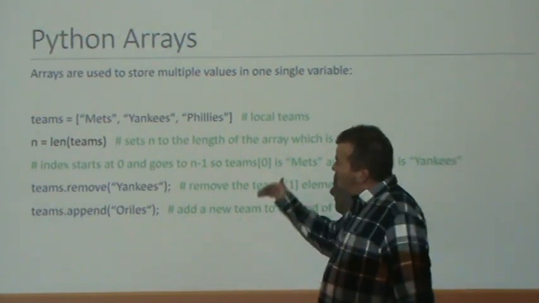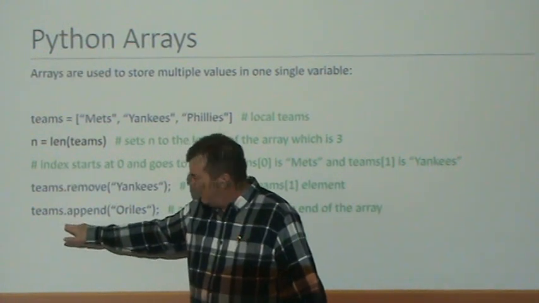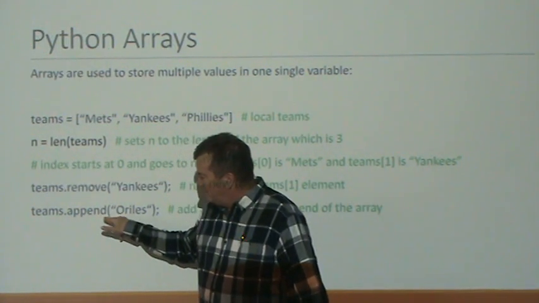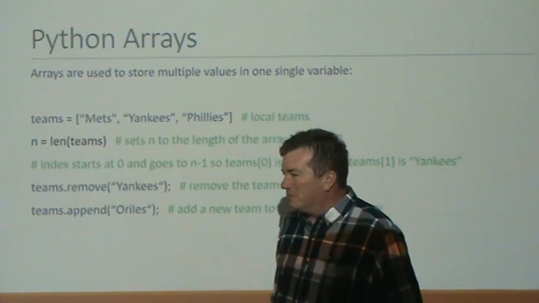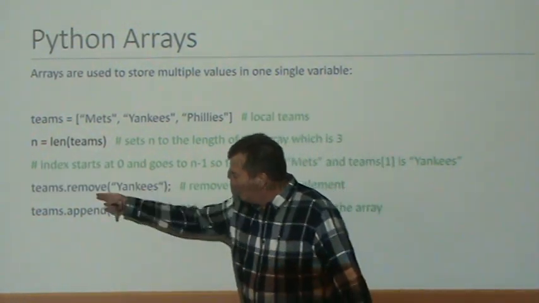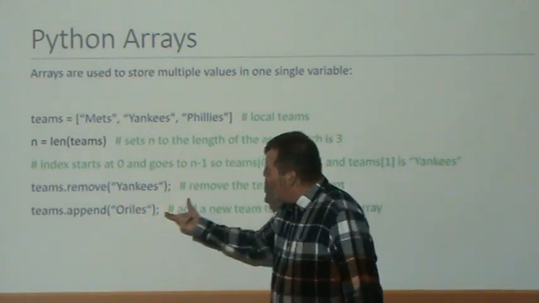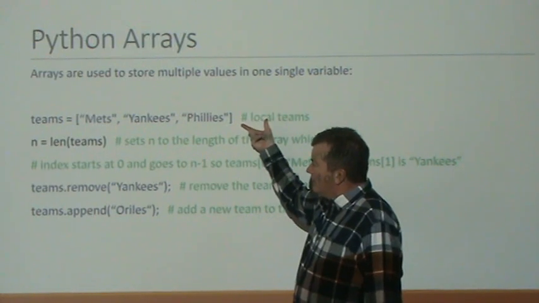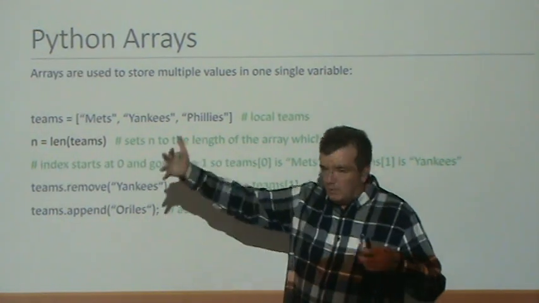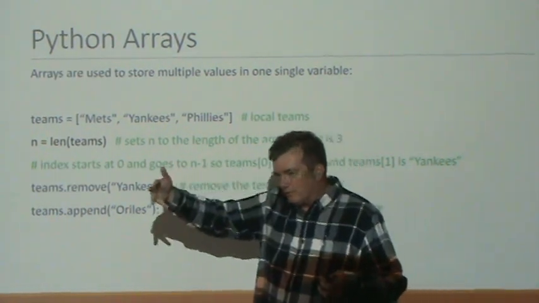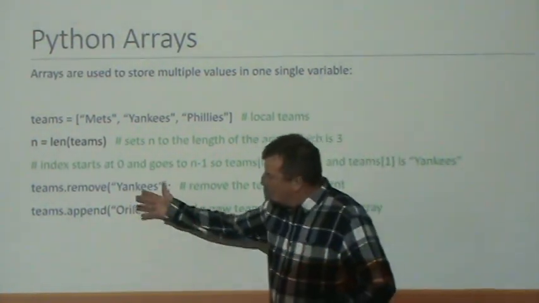If you want to slap a team onto the end, append to the end of the teams array, you can just say append Orioles. That's Baltimore, kind of close, around about 3 hours away. So we get rid of the Yankees and we add the Orioles, right? So it'll create an element on the end of the array. What it's really doing is creating a brand new array which has room for one more element, copying the whole array over for you, and then sticking in the last element. So these functions are great.